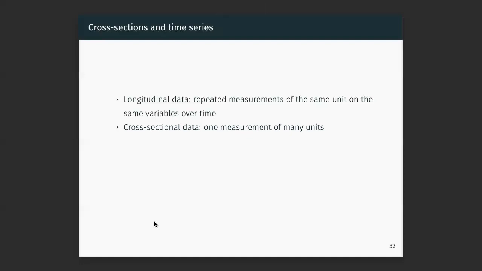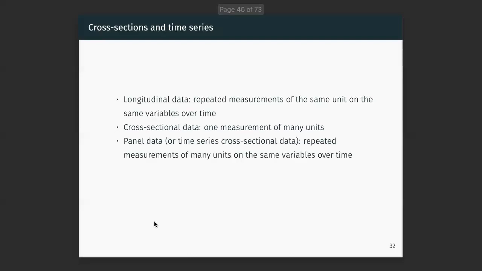So here, cross-section refers to time. We're just taking a broad cross-section. We're not measuring the same unit over and over again. We're just measuring one thing across lots of different units at only one time point. Panel data is when we put these two things together.